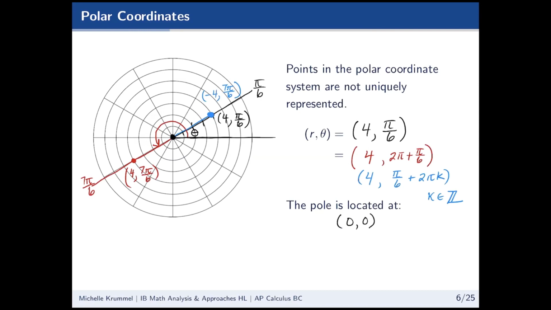But that's not the only way we can represent the pole. Any angle will work if r is 0. We could rotate to pi over 2, for example, and this would be our angle here, pi over 2. But if the r value is 0, I'm still stuck right there at the pole. So in general, we can say that the pole is represented by the coordinates 0, comma, theta. It will work for any value of theta.